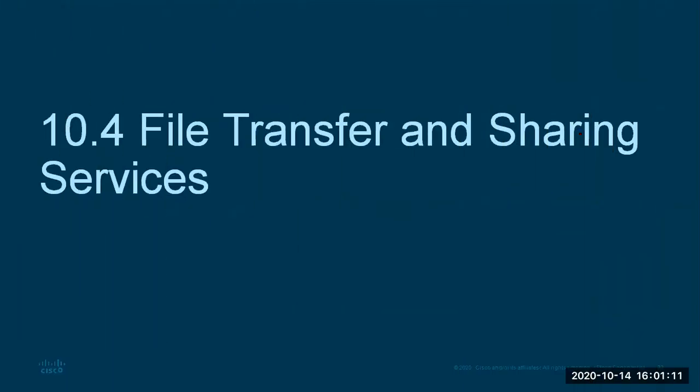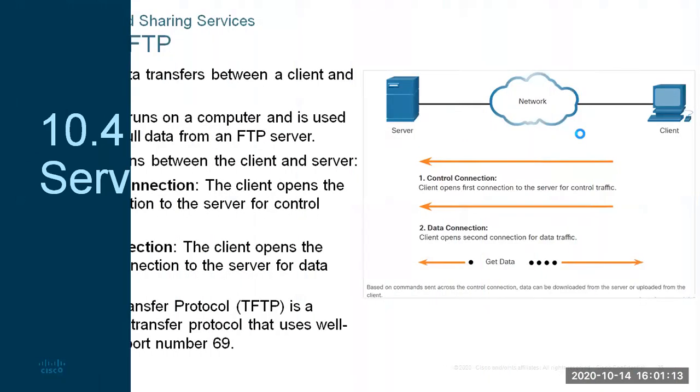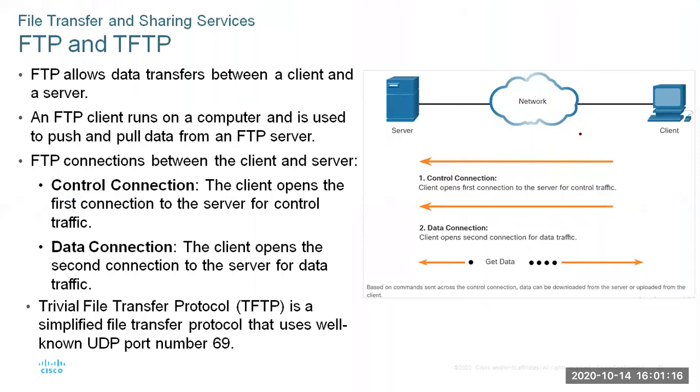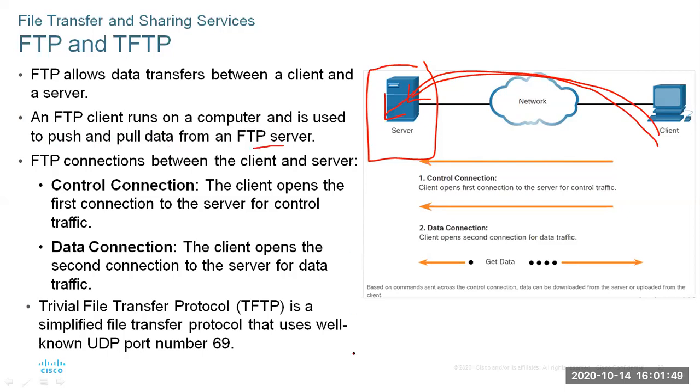Now, file transfer and sharing is another service that is running on the network. FTP is for file transfer service, and you have maybe a server or a machine somewhere where you dump a lot of files, and then you have clients that want to access it to fetch information. So an FTP client runs on a computer and is used to push and pull data from the FTP server.